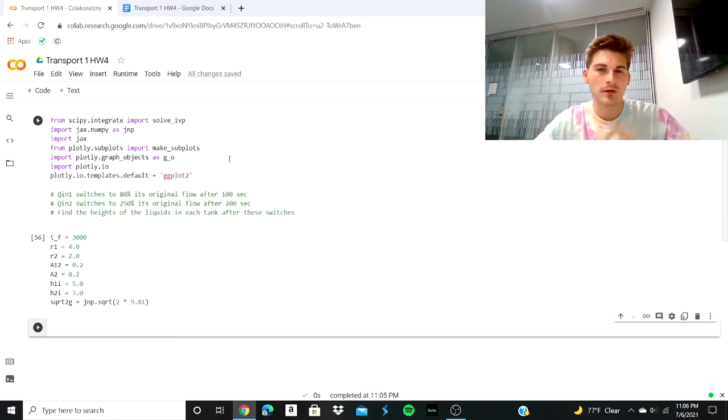And so in this video I'm going to be finding numerical values for the changing of height in each tank and the changing of the flow rates into each tank. And this is using the model that we found, or that we defined, in the previous video.